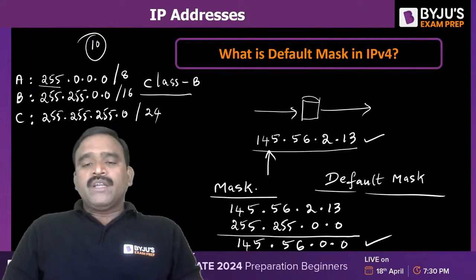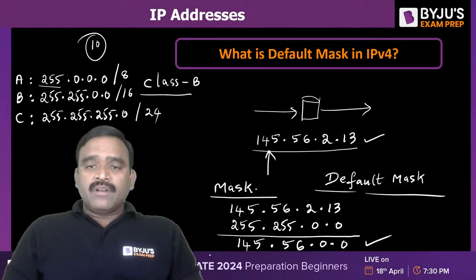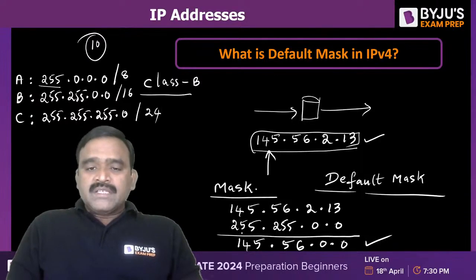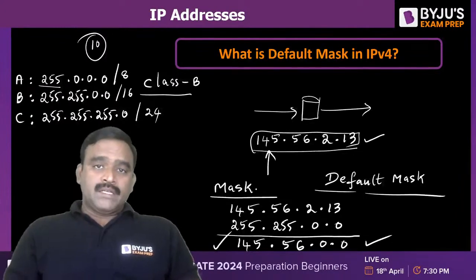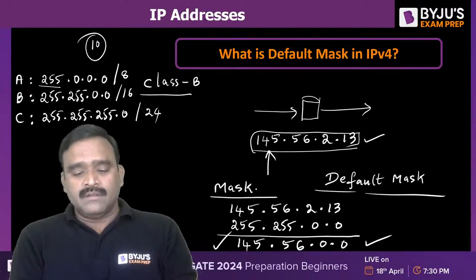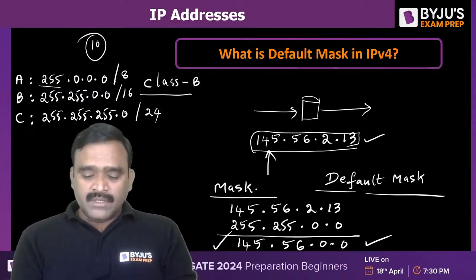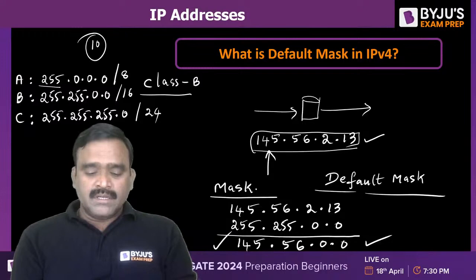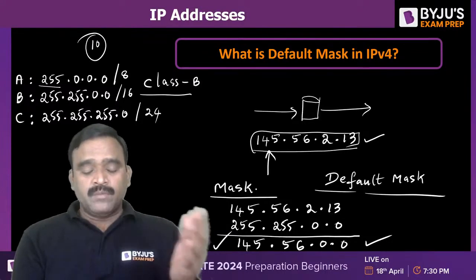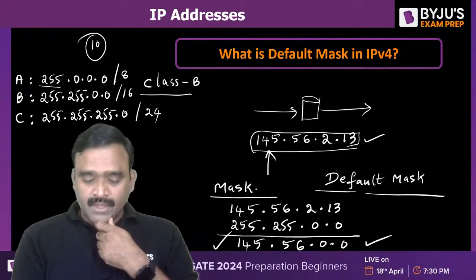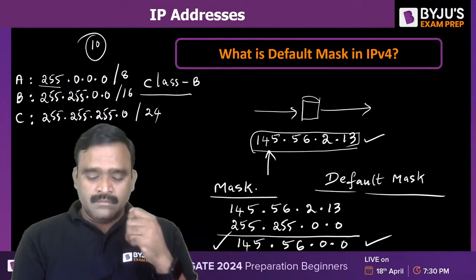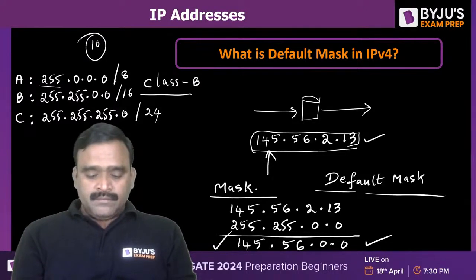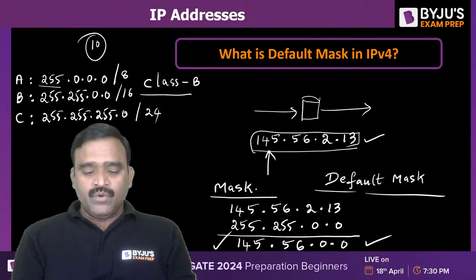So like this, 145.56.0.0 is the network address where this host is present. Based on this network address, or the respective subnetwork if it is divided into subnetworks, we need to forward the packet. That is the reason this mask operation and masks are required. For normal networks, we use the default mask. For networks that are divided into subnetworks, the subnet mask will be used. Okay, now please note this. Is it clear? Shall we go for the next slide?